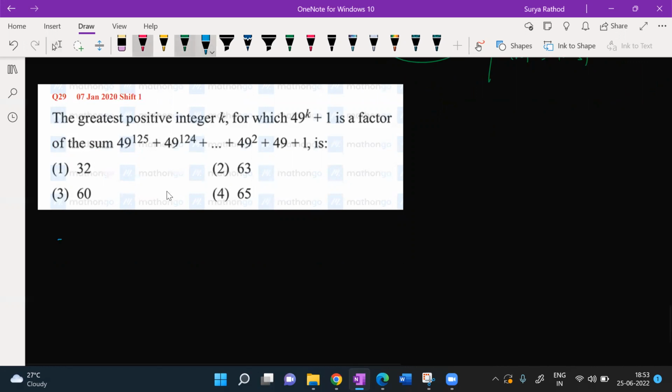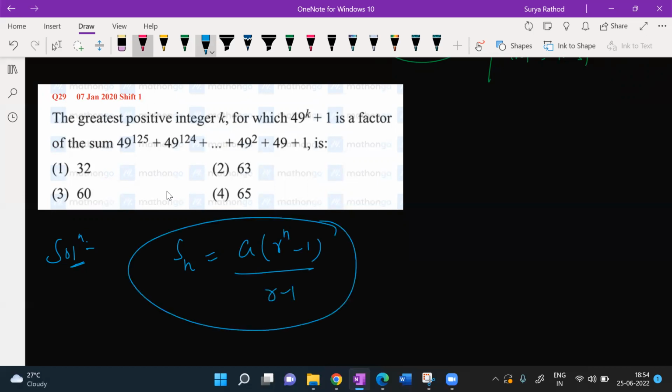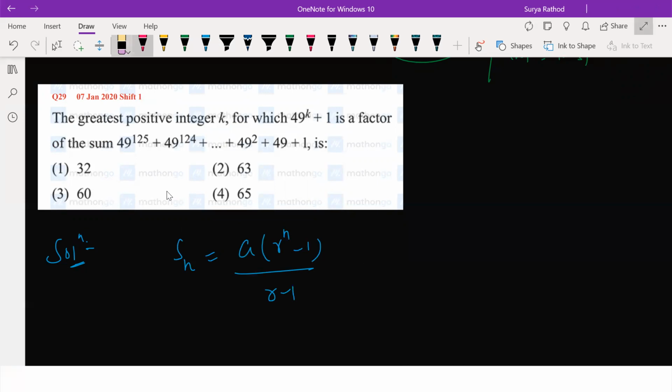What is the idea? Directly the formula. Guys, the sum of n terms formula. Look at this here. If you observe, this is the sum of n terms formula of GP: Sn is equal to A into R to the power of n minus 1 by R minus 1. Okay, people, if R is greater than 1, this is the formula we will write. Correct?